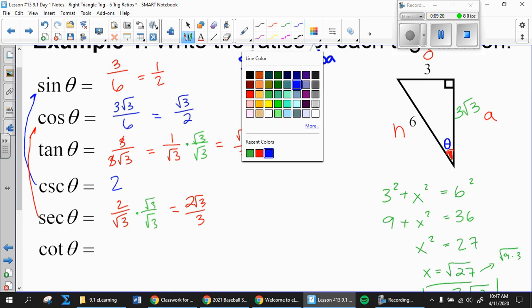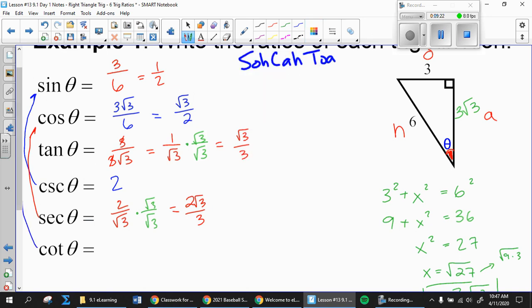And finally, cotangent. Cotangent goes with tangent. Now, I could do the reciprocal of my answer here, but then I would have to rationalize the denominator. So what I'm actually going to do is take this here and then do the reciprocal of 1 over root 3. When I do the reciprocal of that, I just get root 3 over 1, or just root 3, and then I don't have to do any rationalizing. Okay, so I have sine of theta equals 1/2, cosine of theta equals root 3 over 2, and so on.